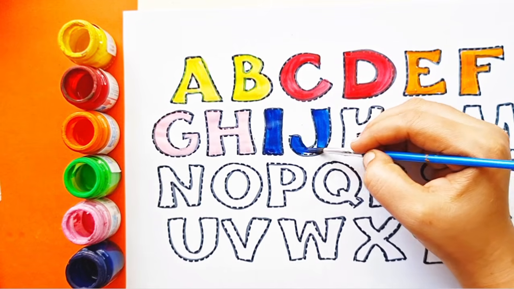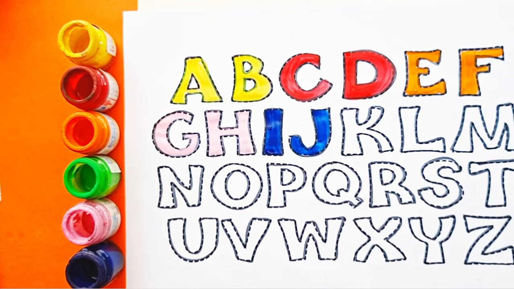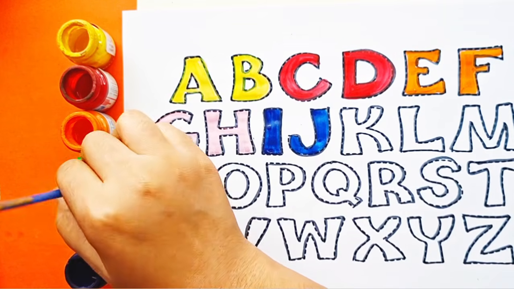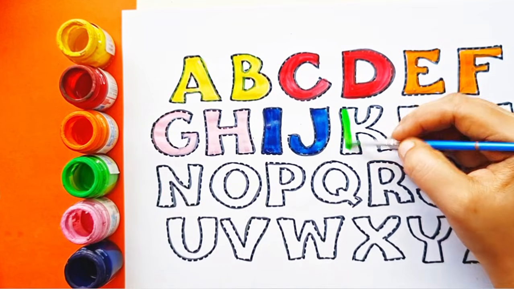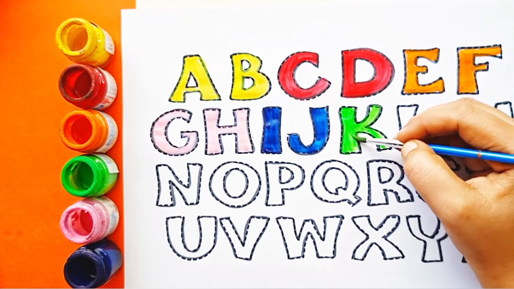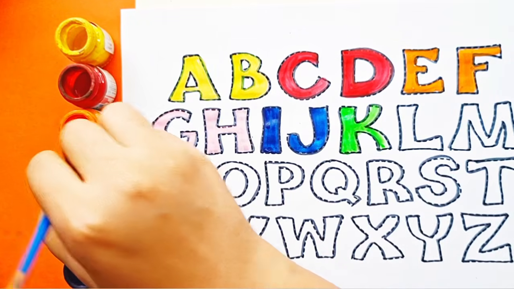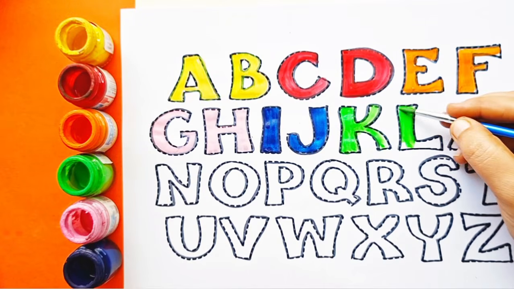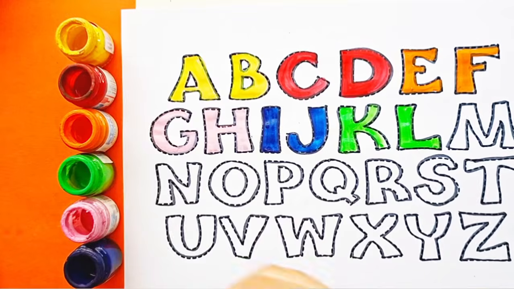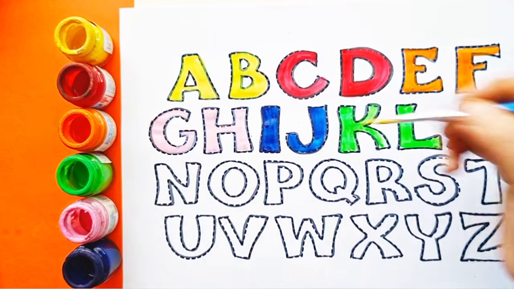J. J for joker. Green color. K. K for king. L. L for lion. Yellow color.